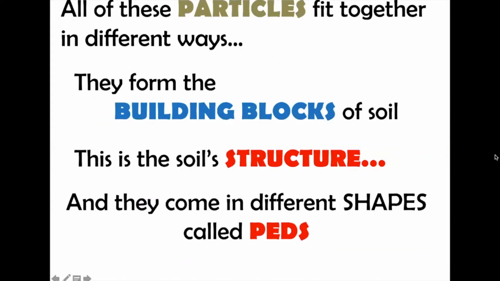Soils have many different types of structure. Peds are the clumps of soil that form the building blocks of the structure. In between peds, there are pores, which are the spaces between the peds. Pores are very important for moving water through the soil and having space for roots to grow through the soil.